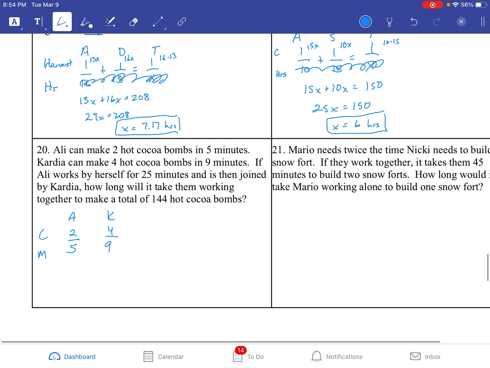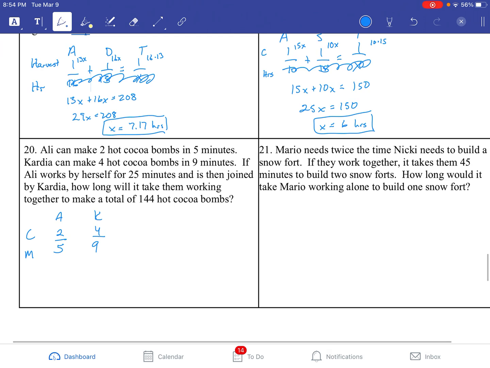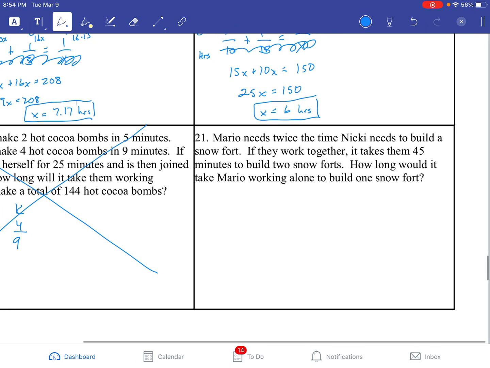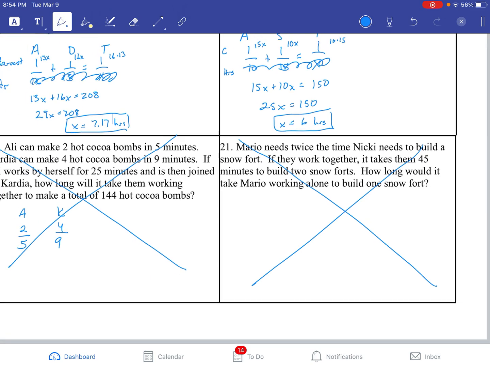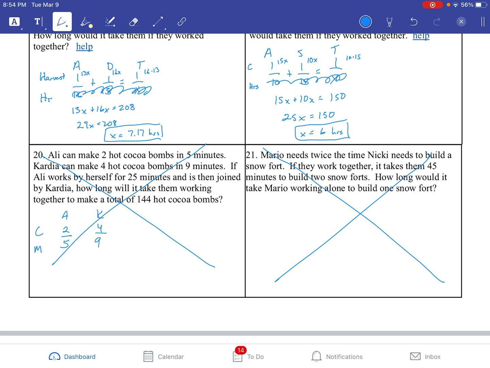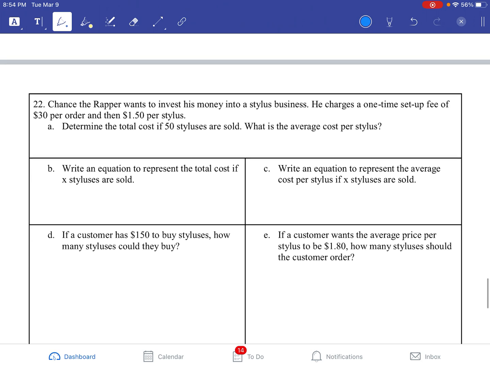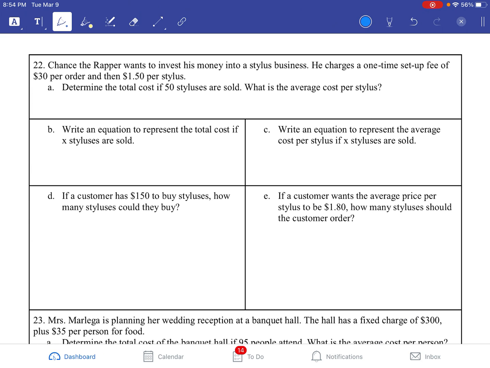Hold on a second. You know what? We're going to skip 20 because we didn't cover this and it's not going to be on the test. So don't worry about 20. And you can skip 21 as well. Same idea. We're not really going over that on the test. So don't worry about those two. You can skip those. I'm sure you're really upset.